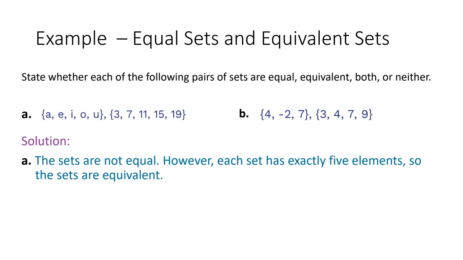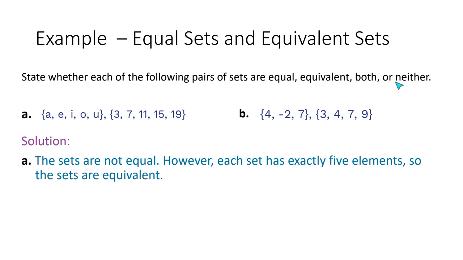we have 4, -2, 7, and the second set is 3, 4, 7, 9. Well, they're not equal because -2 is not in this set, and 3 and 9 are not in the first set. So they're not equal. Equivalent? Well, the first set has 1, 2, 3, and the second set has 1, 2, 3, 4. So they're not equivalent, right? Because one has 3 items, one has 4 elements. So not equivalent. So we say neither.